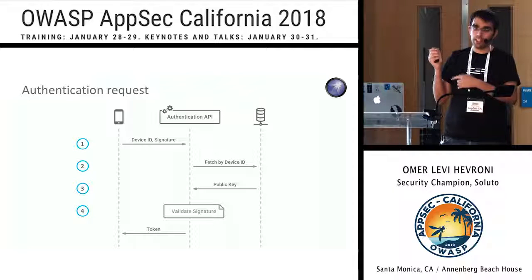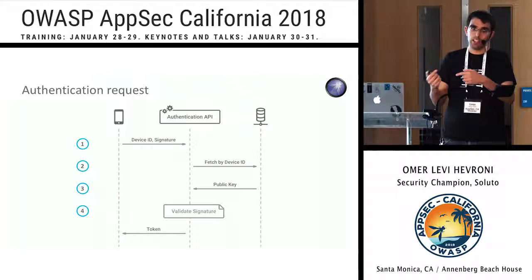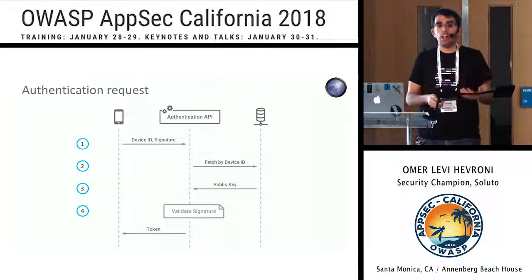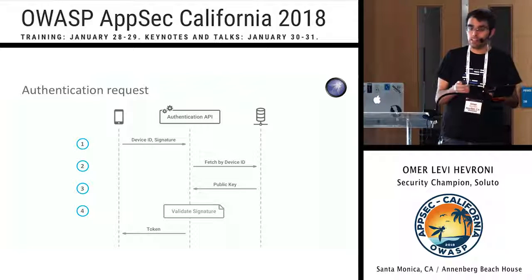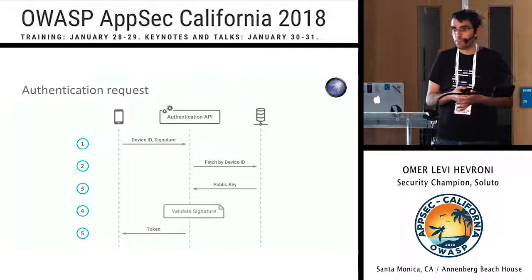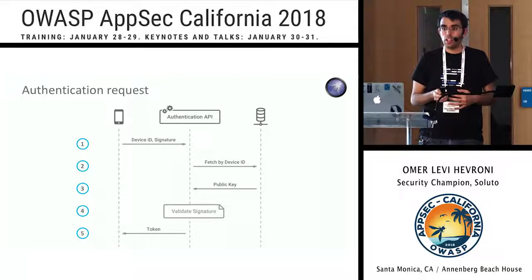And then it can validate the signature. Now, because of digital signature and the relationship between the public and the private key, if the validation succeeds, it means that the request was signed with the private key owned by the device. So the request comes from this device, and we can approve the request, know that this is the device, the authentication succeeded, and we can issue a token and send it to the device. So this is how the authentication request will work.